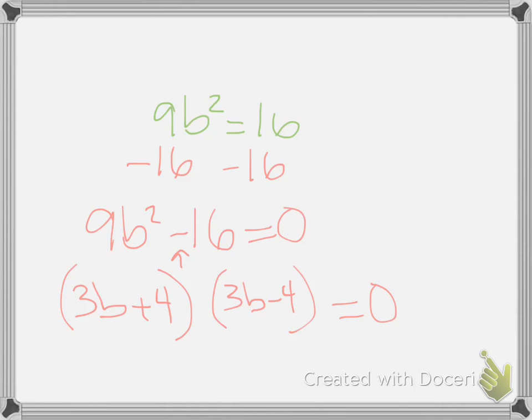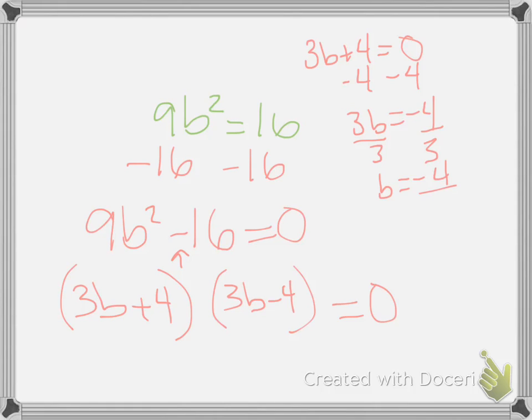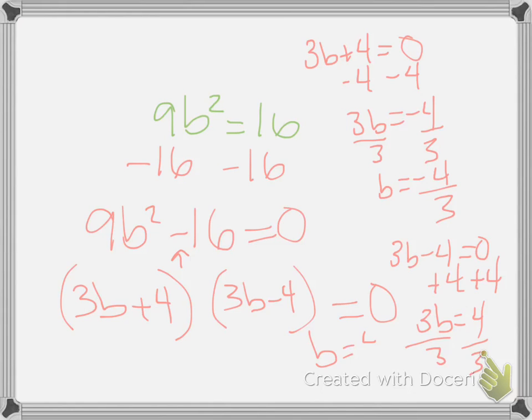So I'm going to have 3b plus 4 equals 0. So subtract 4. Divide by 3. So b equals negative 4/3. And then my other one is 3b minus 4 equals 0. So you have to add 4 to both sides. 3b equals 4, divide by 3. b equals 4/3. Okay, so there's my two answers.